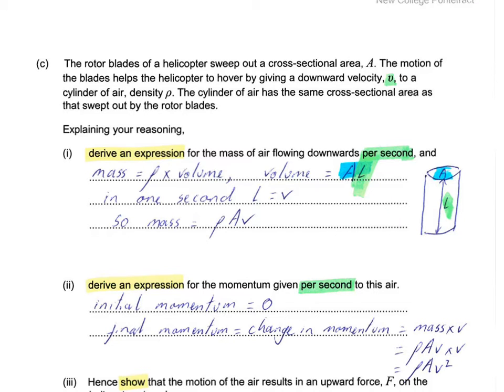Derive an expression, we're asked to, for the mass of the air flowing downwards per second. So the mass is going to be rho times the volume, and the volume is A, that area, times L. In 1 second, here's the crucial line, in 1 second the length of the cylinder that's thrown down is V. So I've got rho times A times V, the mass is rho AV.